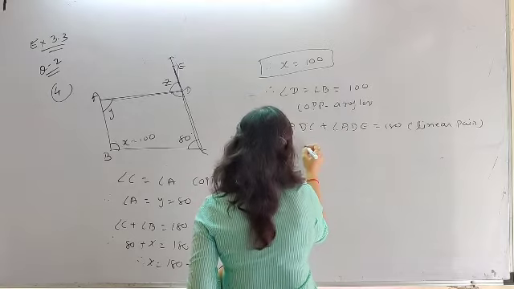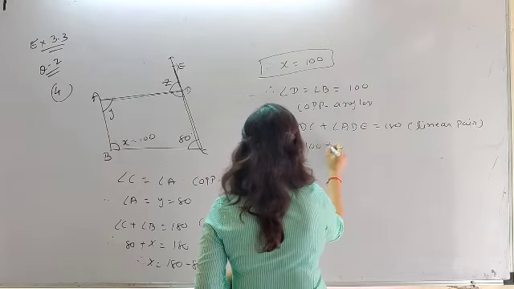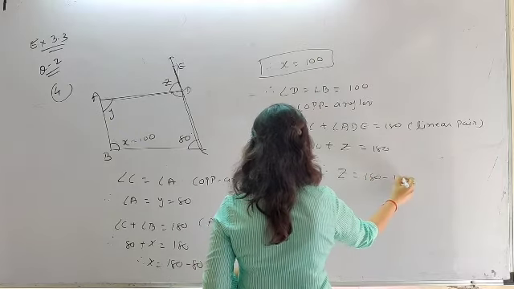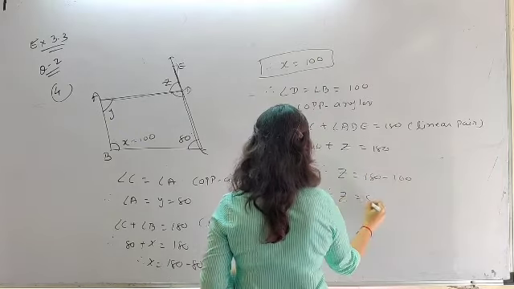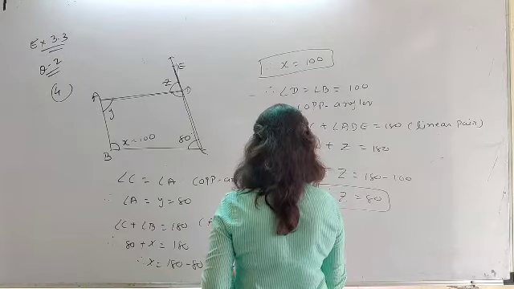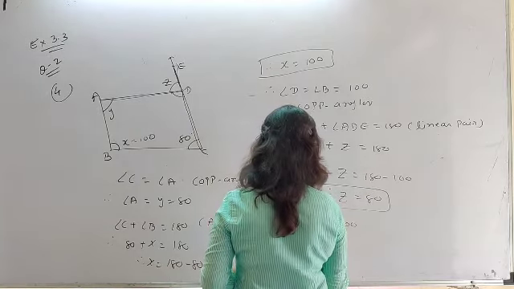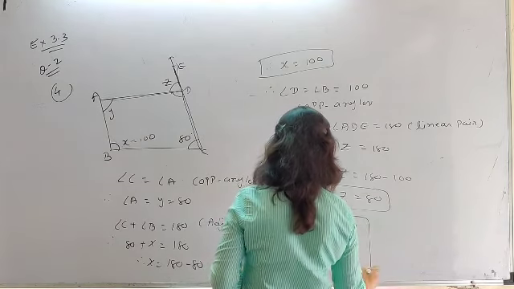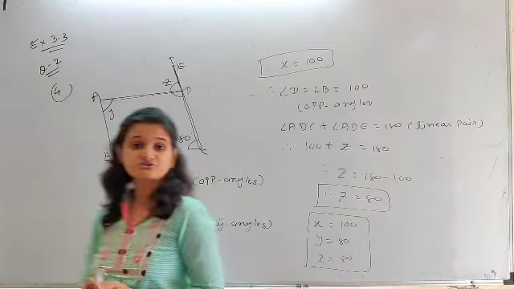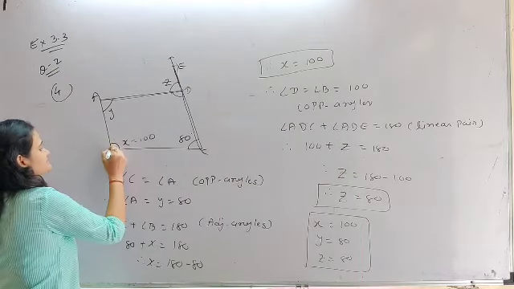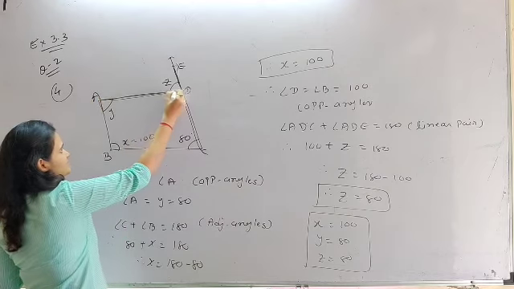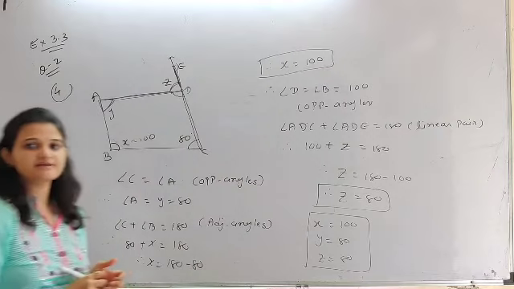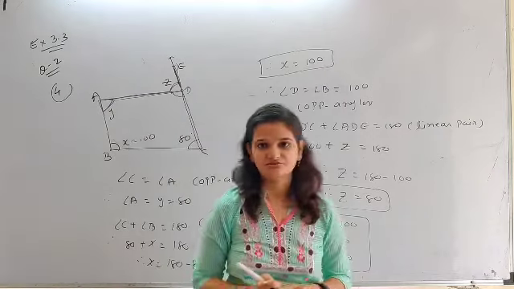Therefore, ADC is equal to 100 plus Z is equal to 180. So Z is equal to 180 minus 100. Z is equal to 80. So X is equal to 100, Y is equal to 80, and Z is also equal to 80. Here also we can apply the Z rule, that is alternate angles. These two angles are equal, this and this. Y is equal to Z. They are alternate interior angles.